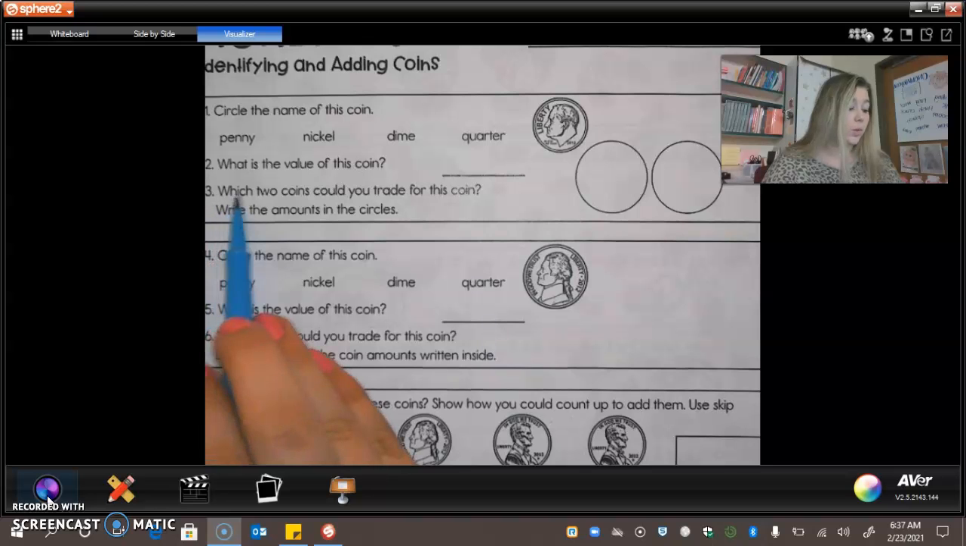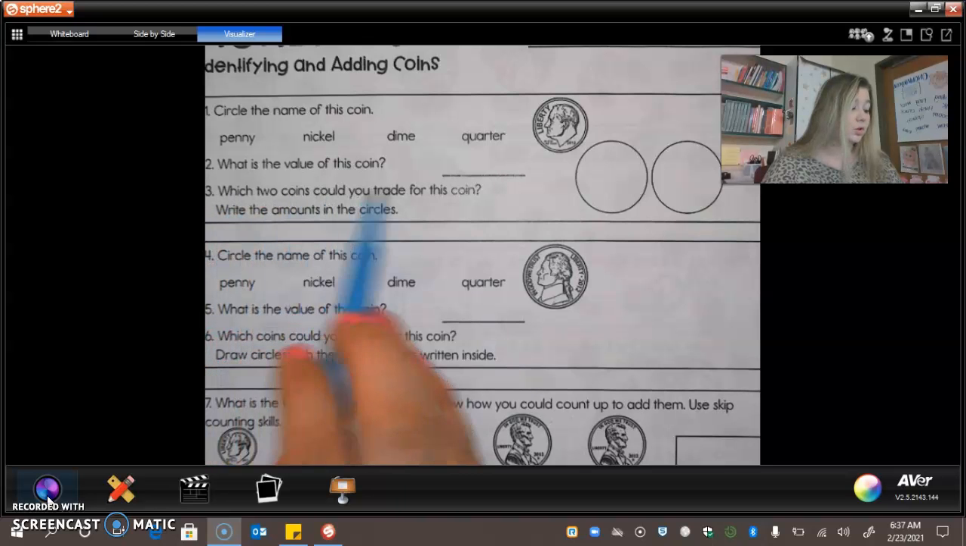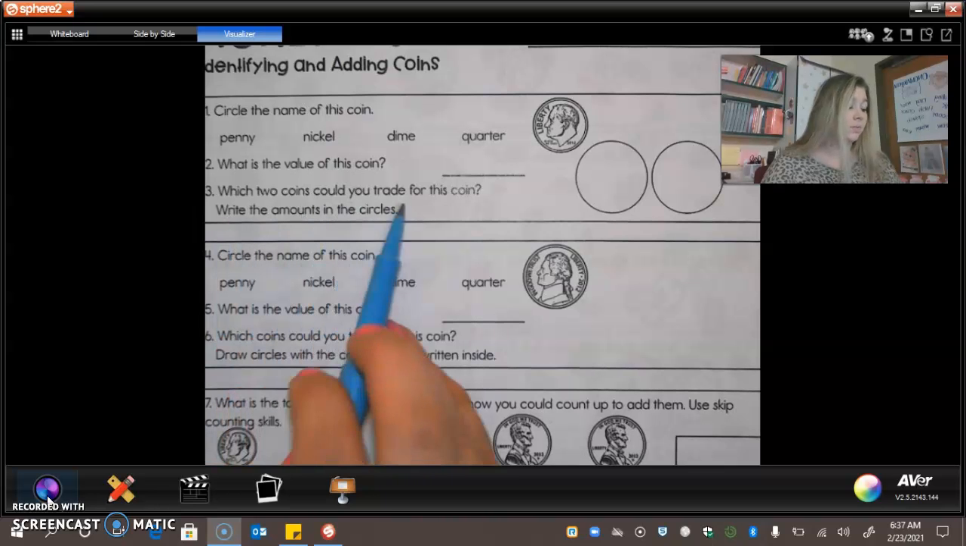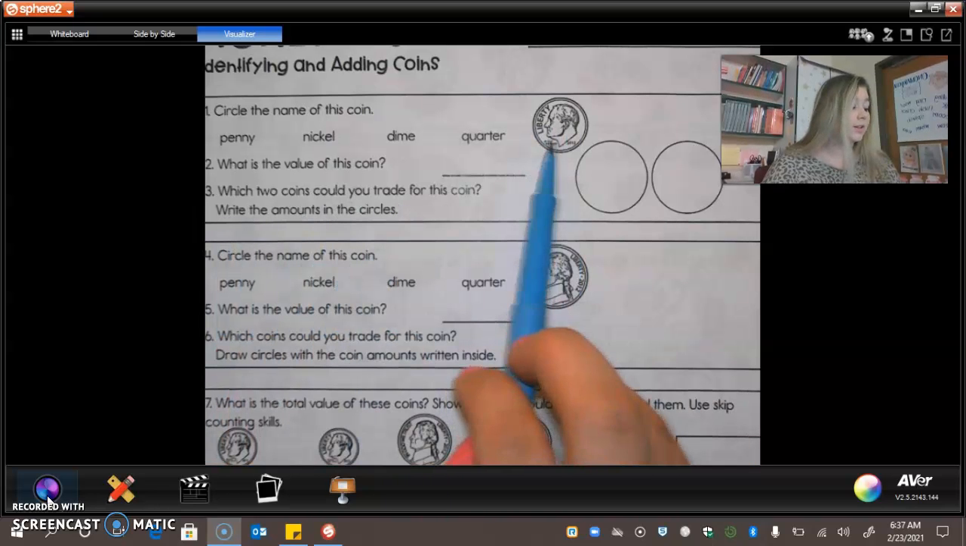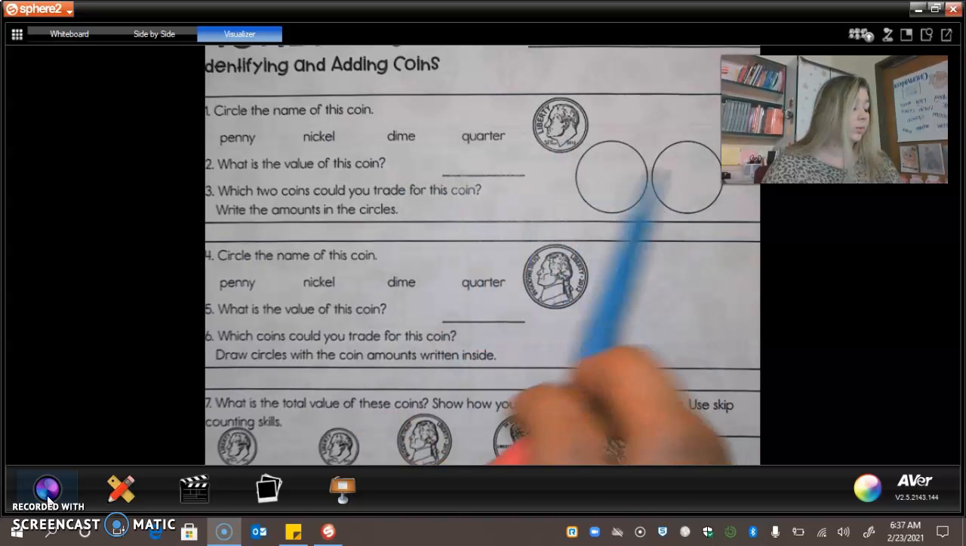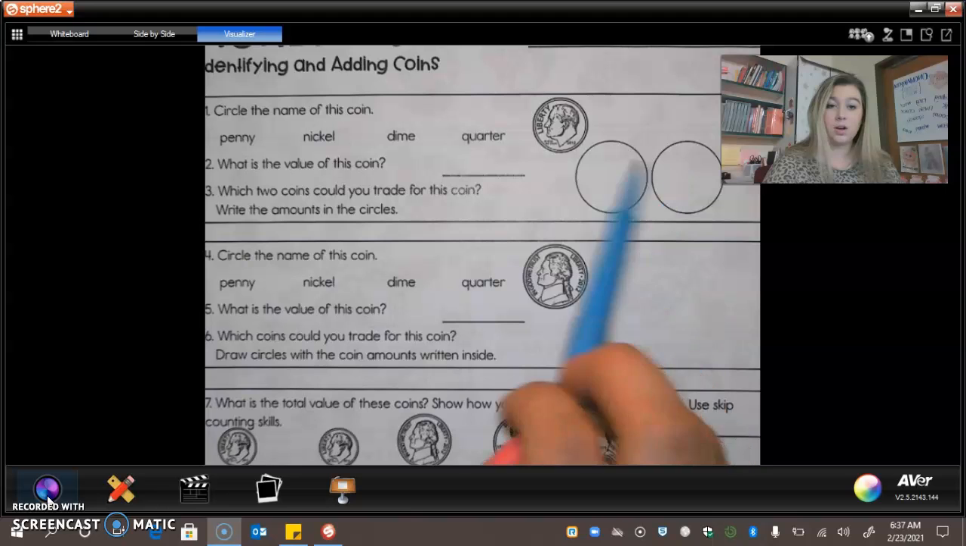Number three, which two coins could you trade for this coin? Write the amounts in the circle. So which two coins make the same amount as this coin? Write the amounts in the circle.